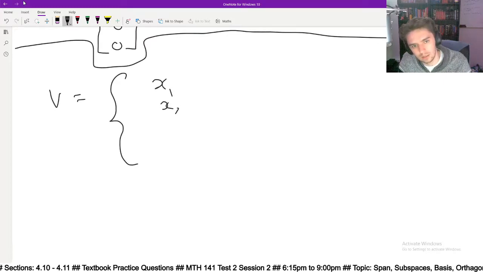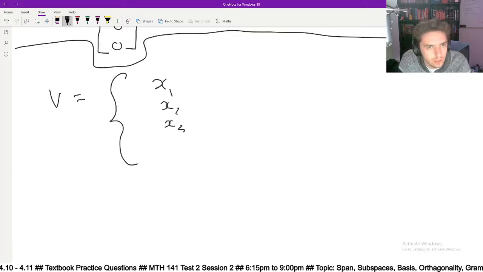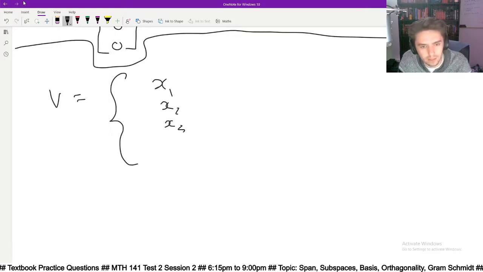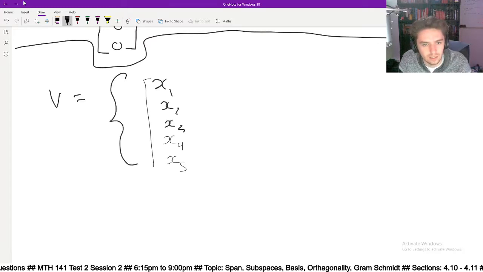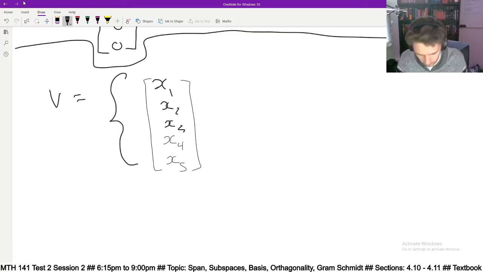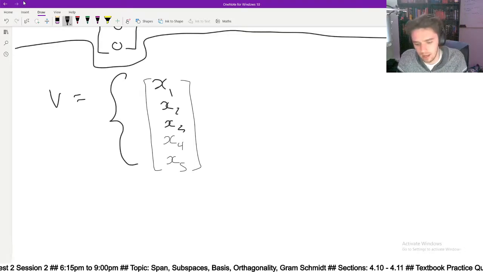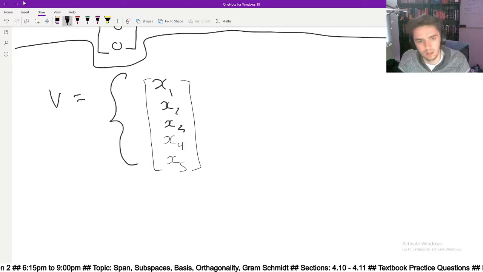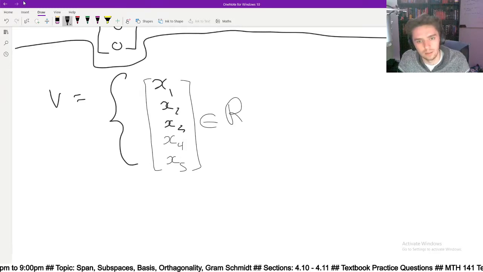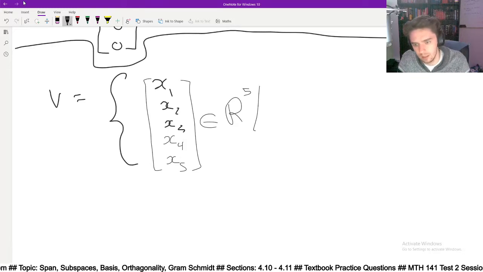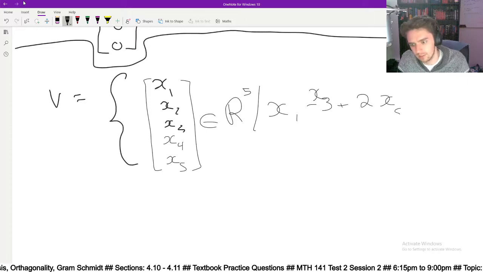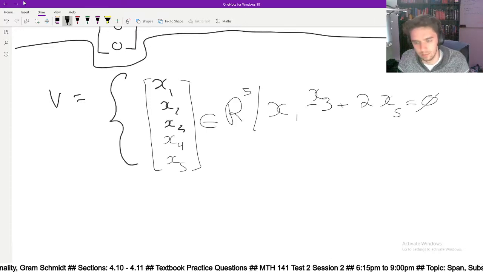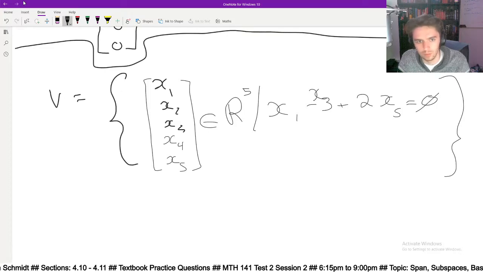x1, x2, x3. Oh, I wanted to write with a smaller pen and see if that made my handwriting better. So I'll try x4, x5. Okay. It's crooked. Why am I writing crooked? Oh, because the pad is crooked. Okay. And then is an element of R5 such that x1 minus x3 plus 2x5 equals 0. So that's our set.